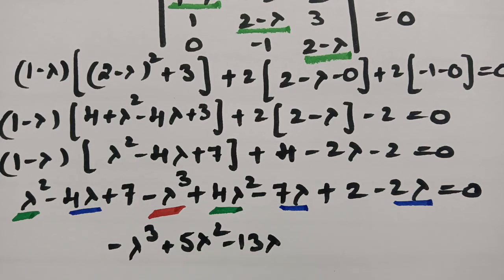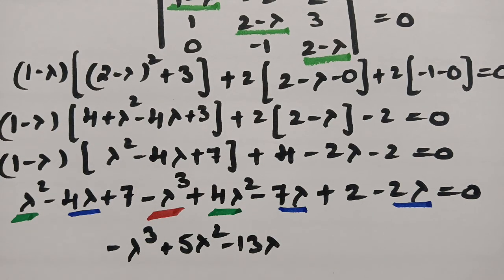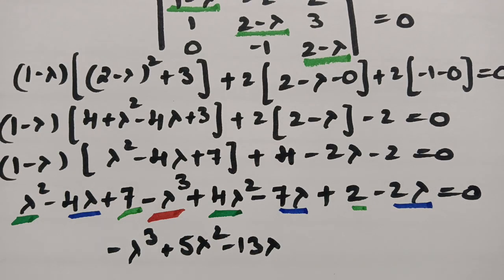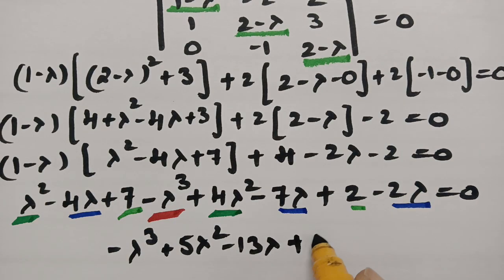Clear? And the next one here are the constants. This is plus 7, plus 2, and this is plus 9. So this value is plus 9. Clear?